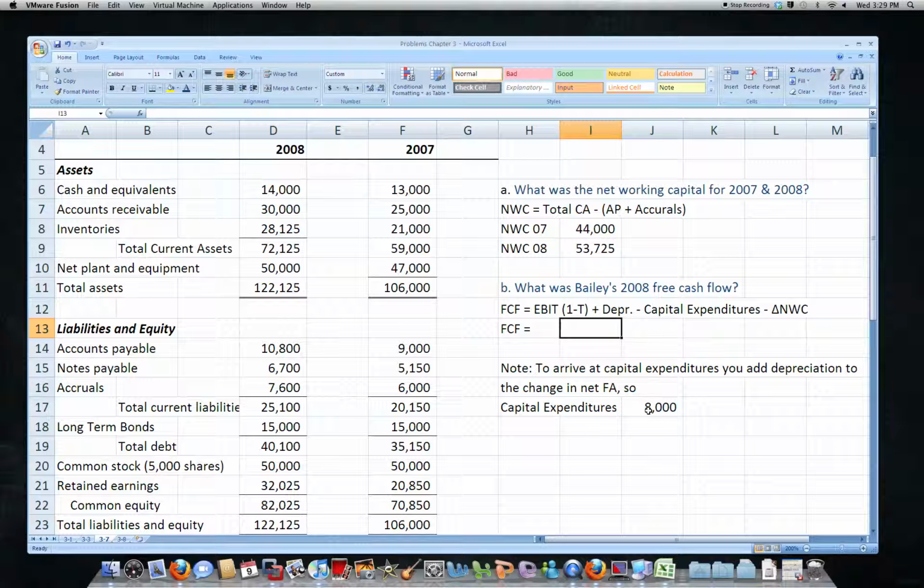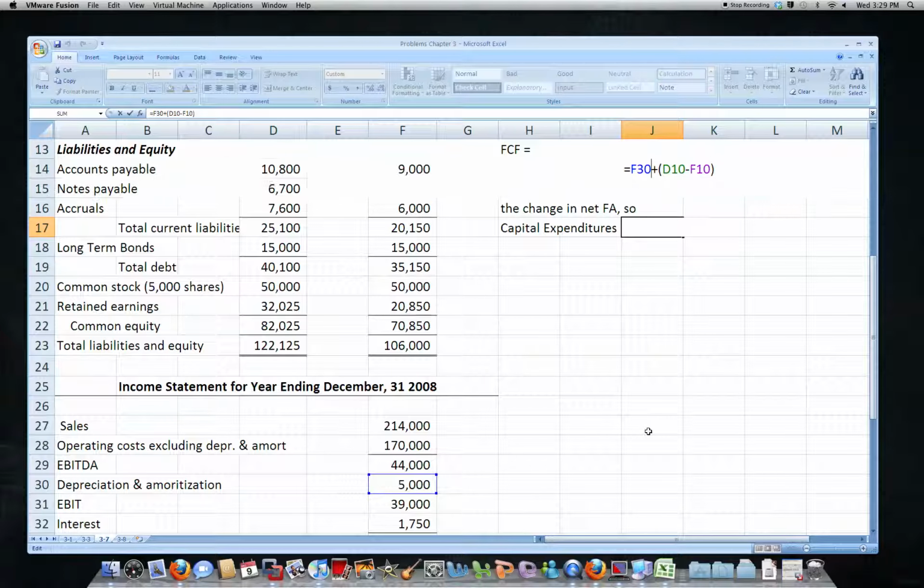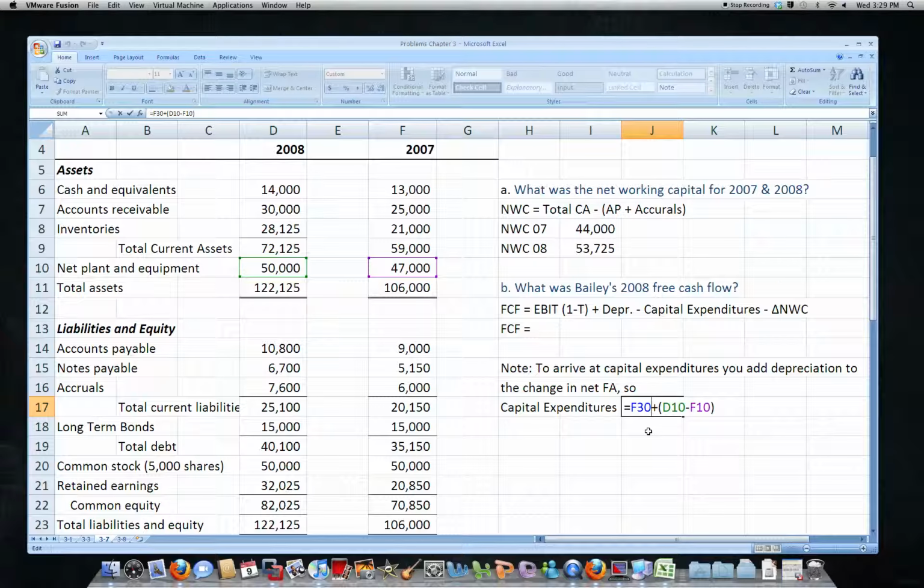So to find our capital expenditures, we'd say our depreciation and amortization plus our change in our net fixed assets, which would be our net plant and equipment here, the change between 50,000 and 47,000 to get 8,000. So let's find our free cash flow.